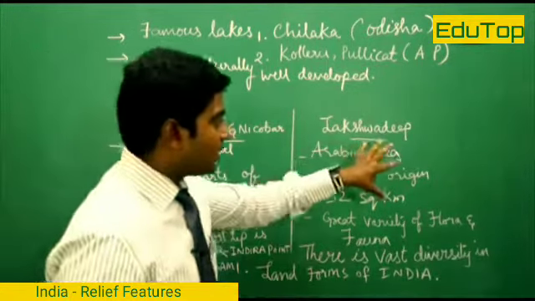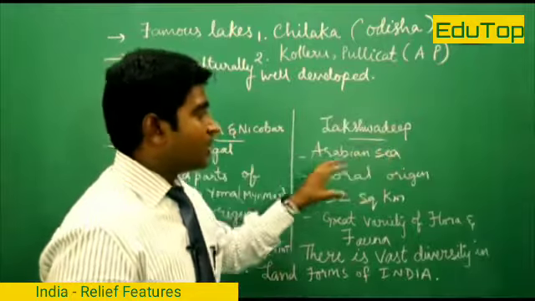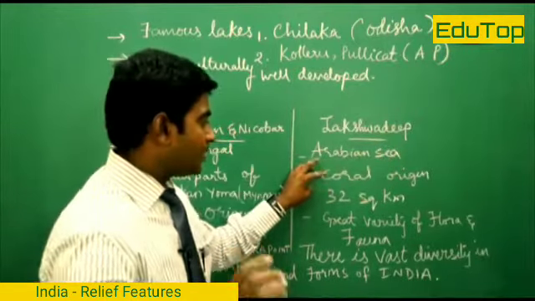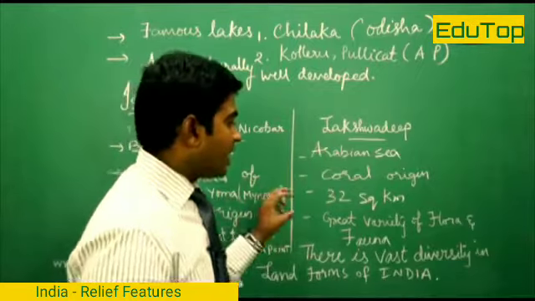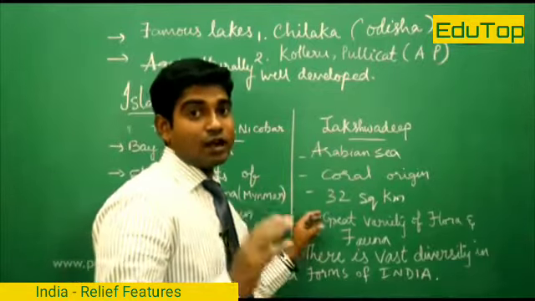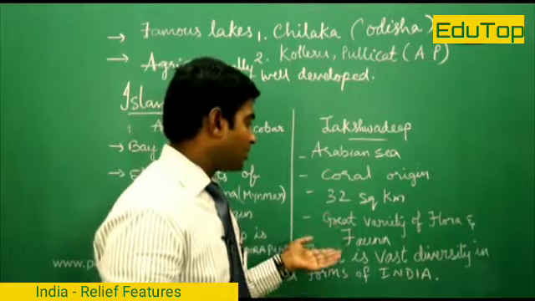Coming to the Lakshadweep Islands, they are located in the Arabian Sea. They are of coral origin. We find many corals here, the area is only 32 square kilometers, and we find a great variety of flora and fauna, like plants, fruits, animals and all these things.